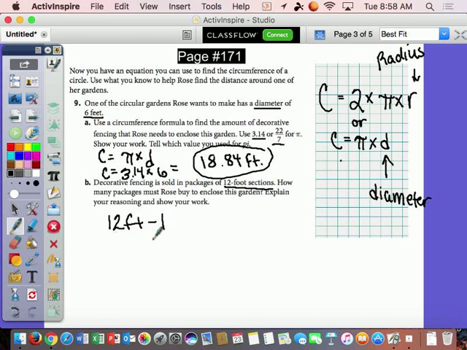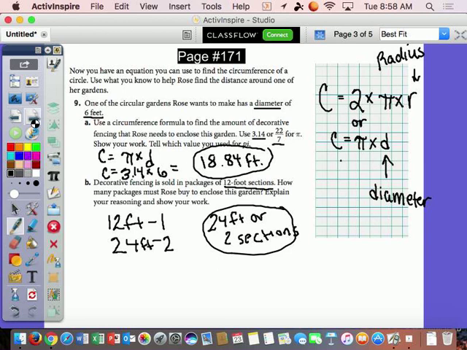So I need 12 feet, which is one section. How much would be two sections? 24 feet. So, would 24 feet be enough to cover this? Yes. So we would need 24 feet or two sections. Okay? You see how we did that? Because one is not enough, because it's only 12 feet, and we need 18.84 feet.